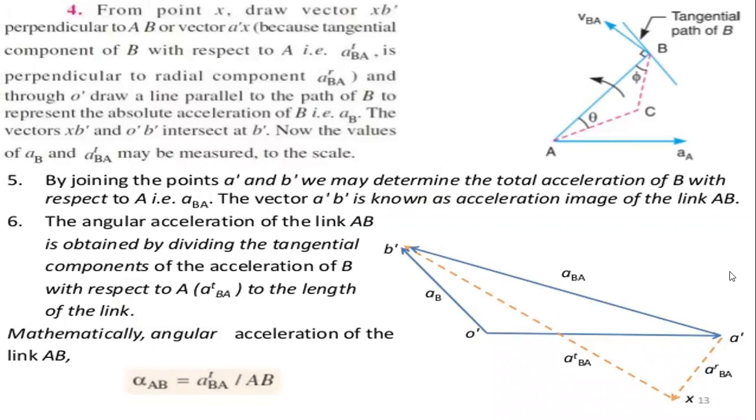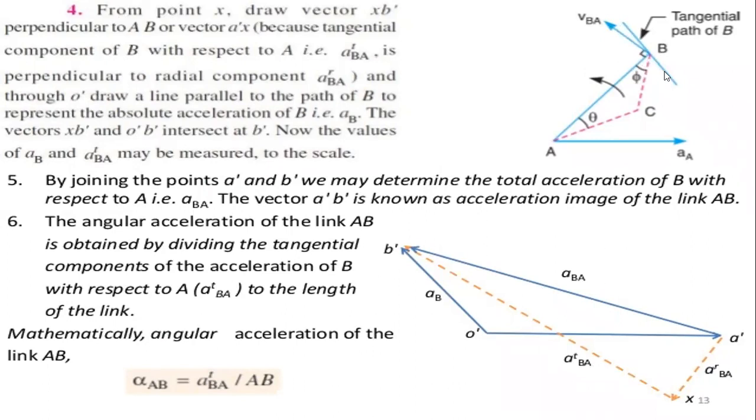So we have taken the 2 points, that is O dash, A dash and A dash X. From the point X, I am drawing the vector X B dash, which is shown in the dotted line. You can see that X B dash. This vector X B dash is perpendicular to the line AB. That is, I am taking the tangential path of B.